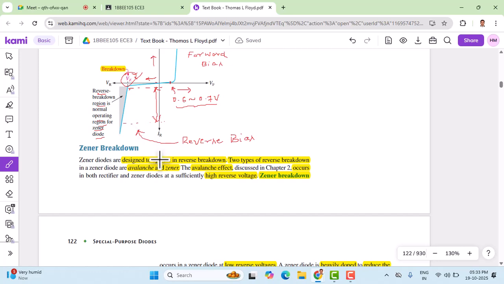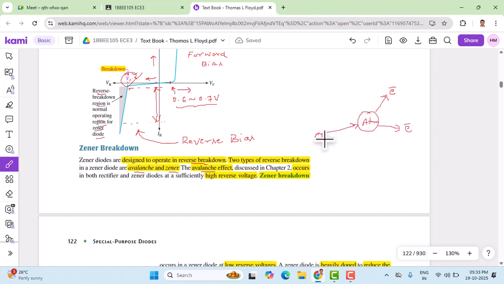Zener diodes are designed to operate in the reverse breakdown, as we have already seen. Two types of reverse breakdown can be seen in the Zener diode. One of them is avalanche breakdown, and the other is Zener breakdown. Avalanche breakdown is due to the avalanche effect, where an energized electron hits an atom and releases electrons from the outermost band, maybe two electrons coming out, let's assume. This is called the avalanche effect.